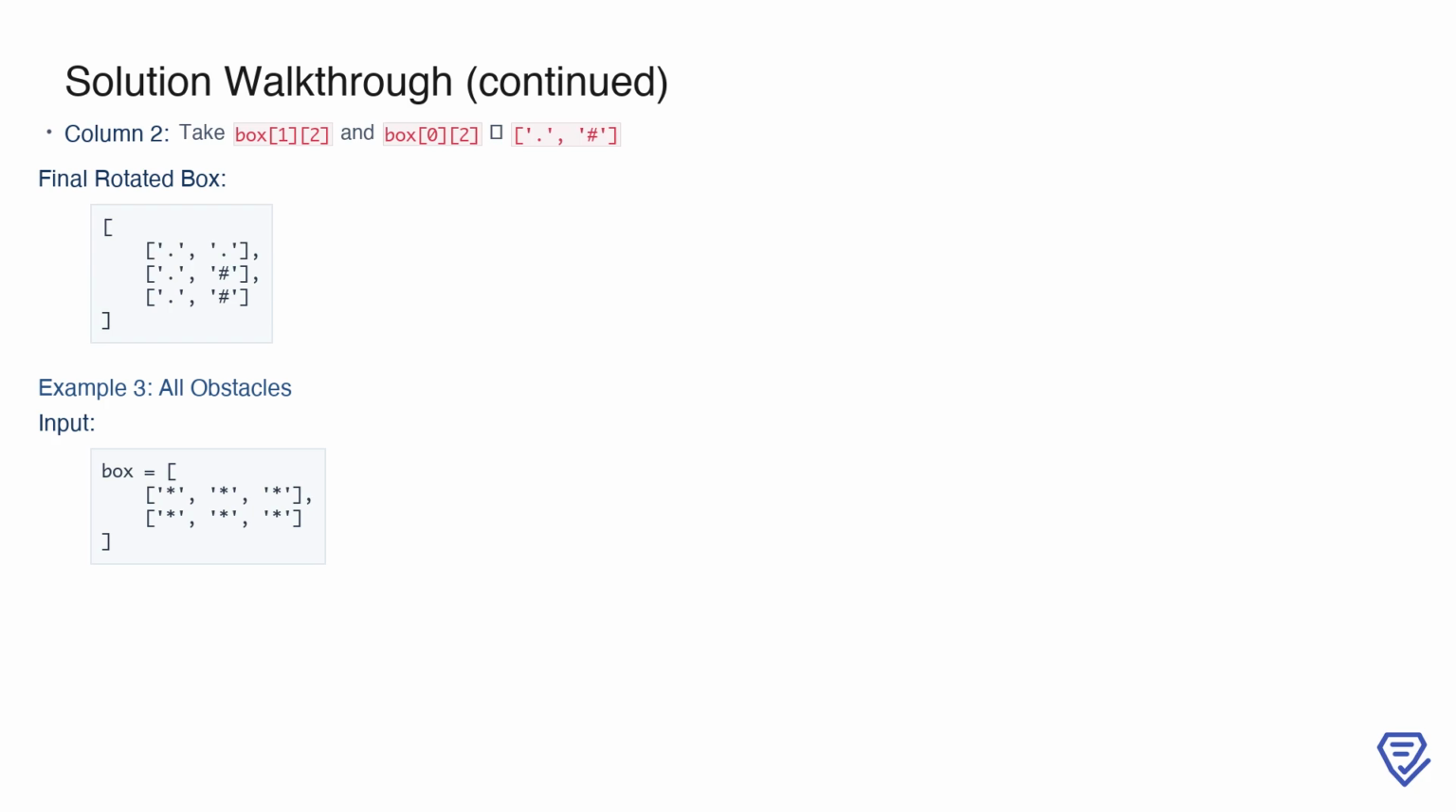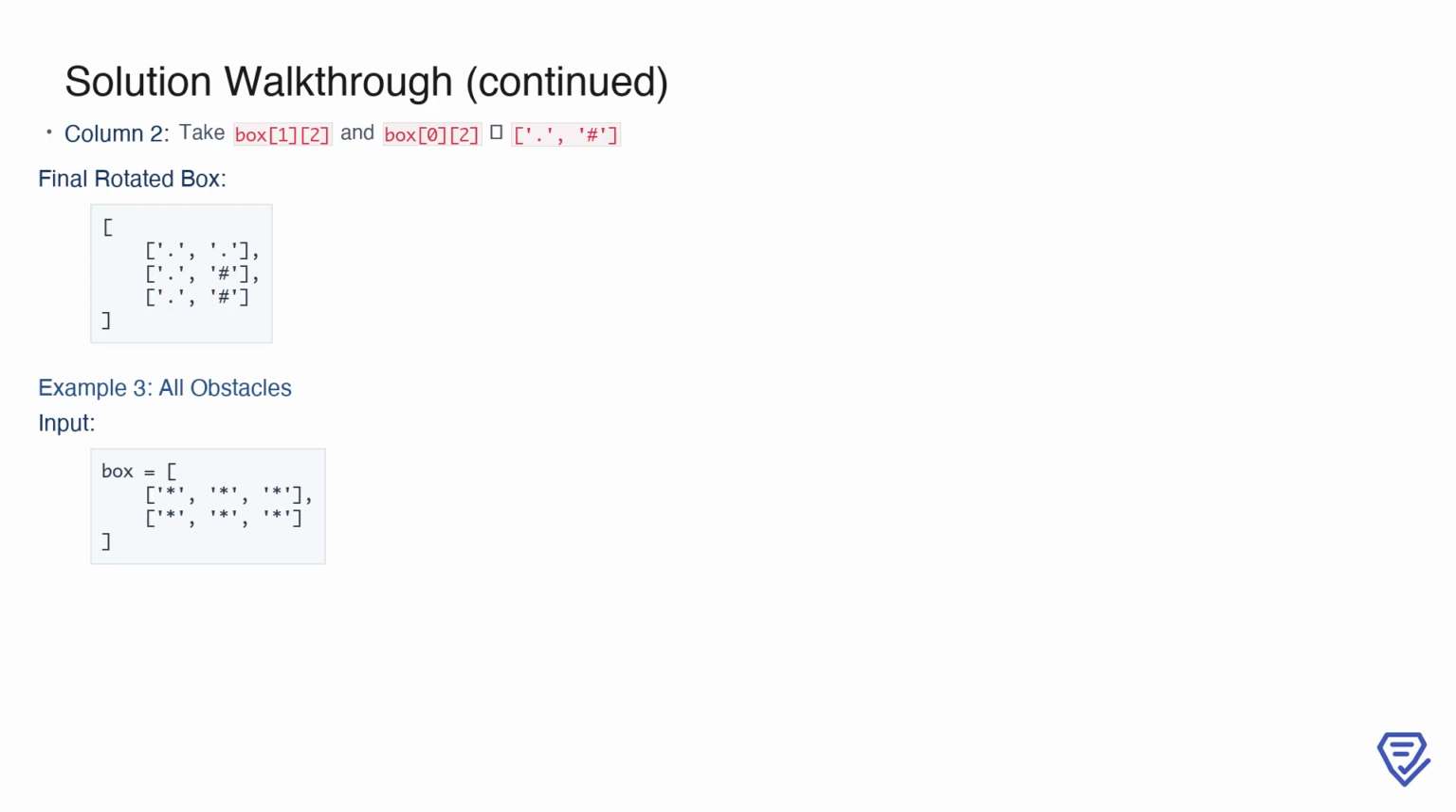The input box is a 2x3 grid filled entirely with obstacles. Since there are no stones, step 1, which simulates gravity, has no effect on the box. The grid remains unchanged as all cells contain obstacles. In step 2, we proceed to rotate the box 90 degrees clockwise.